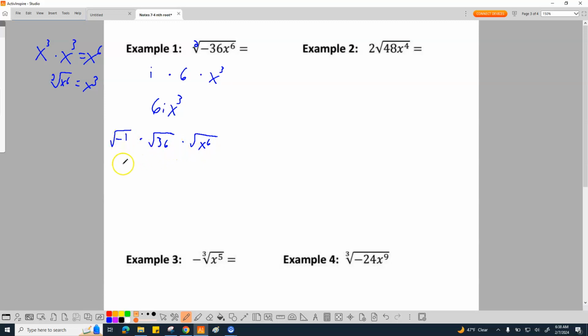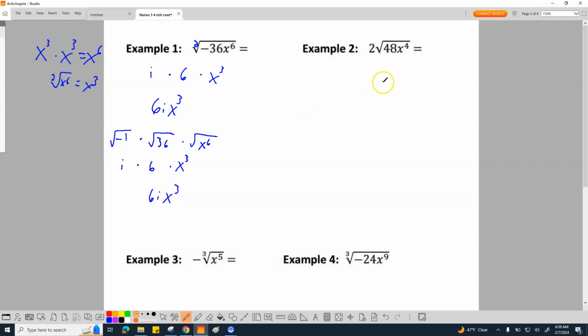So what's my square root of -1? Since it's an even power here, it's an i. What's my square root of 36? It is 6. What is my square root of x to the 6th? It is x to the third. And then that's how I put it all together. So that's how I do these things. I'm going to go ahead and work the next example.